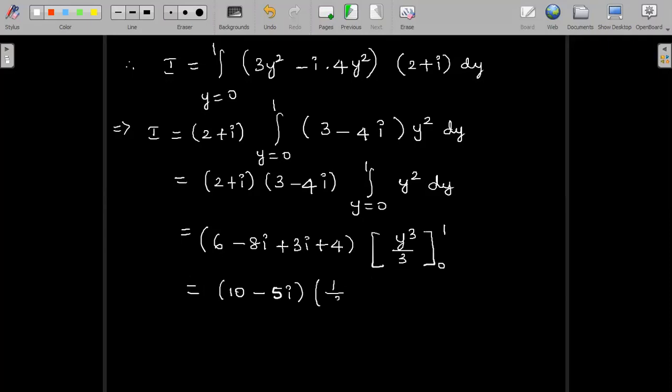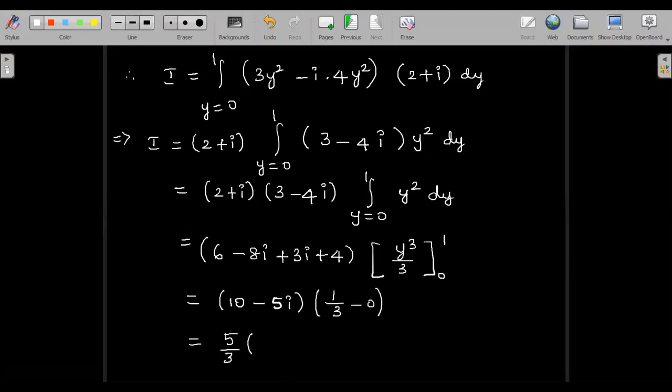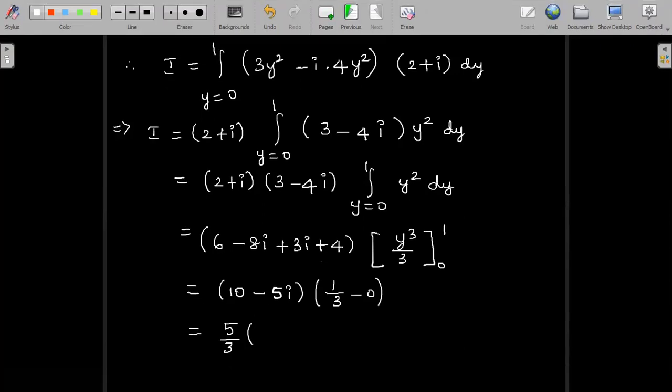So this gives us 1 by 3 minus 0. Upper limit is 1, lower limit y is 0, so entire 0. So we can write down the answer here, as 5 is a constant, I can write down 5 by 3 outside. Remaining is 2 minus i. So this is the value of I for the first case, that is along the line x is equal to 2y.